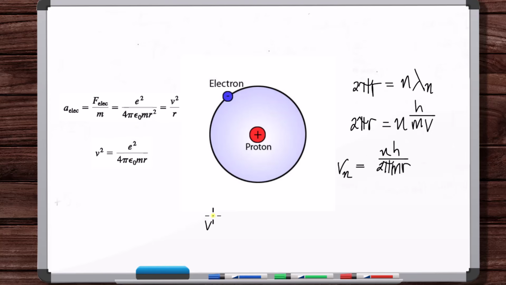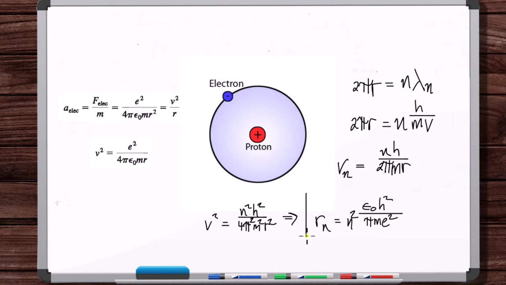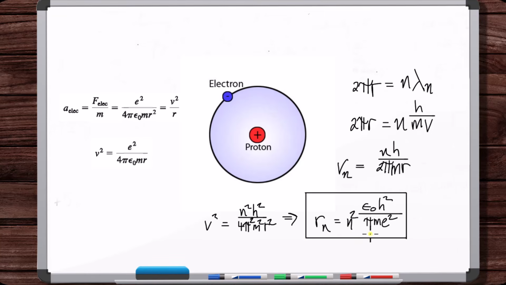And what you get is v squared is equal to... now solving for r... but there you go. There's the size of the orbit for each energy level. Other than the n, everything is a constant.